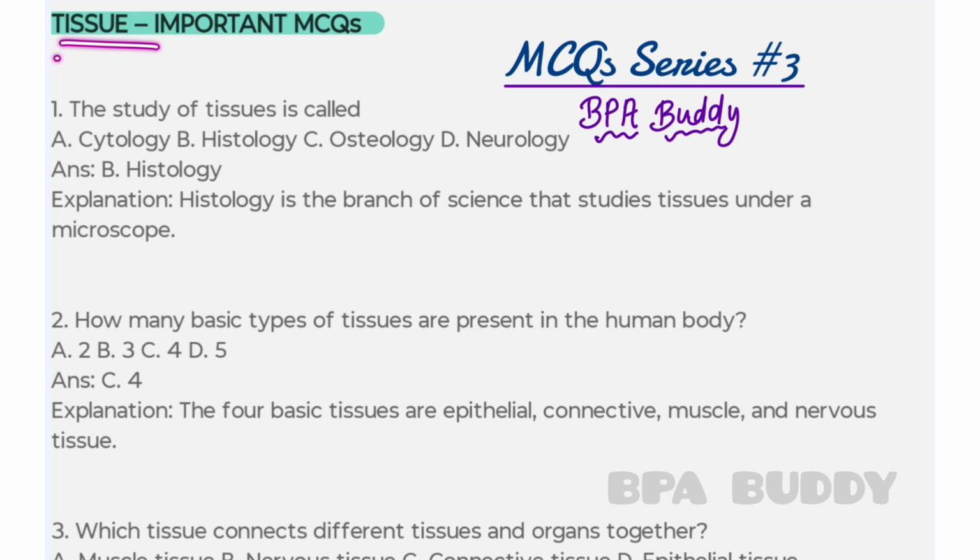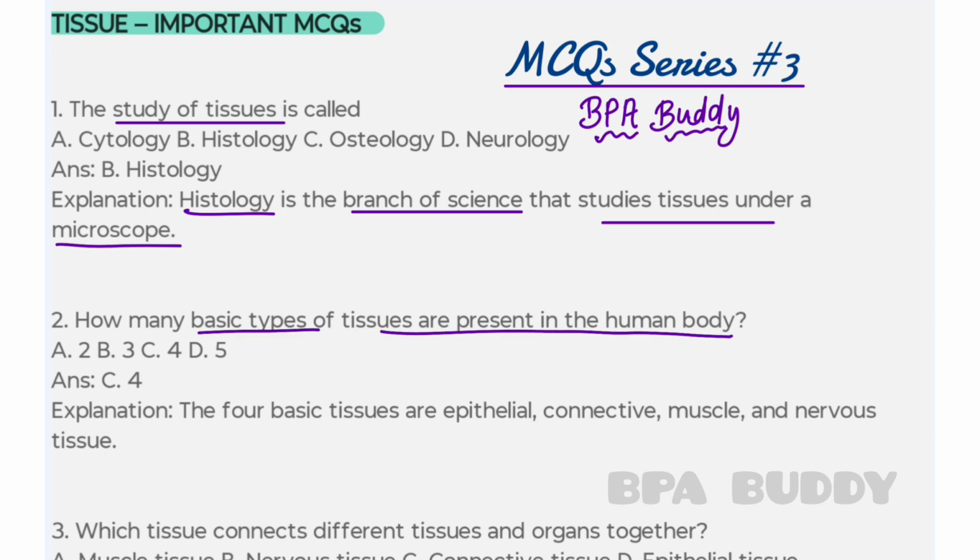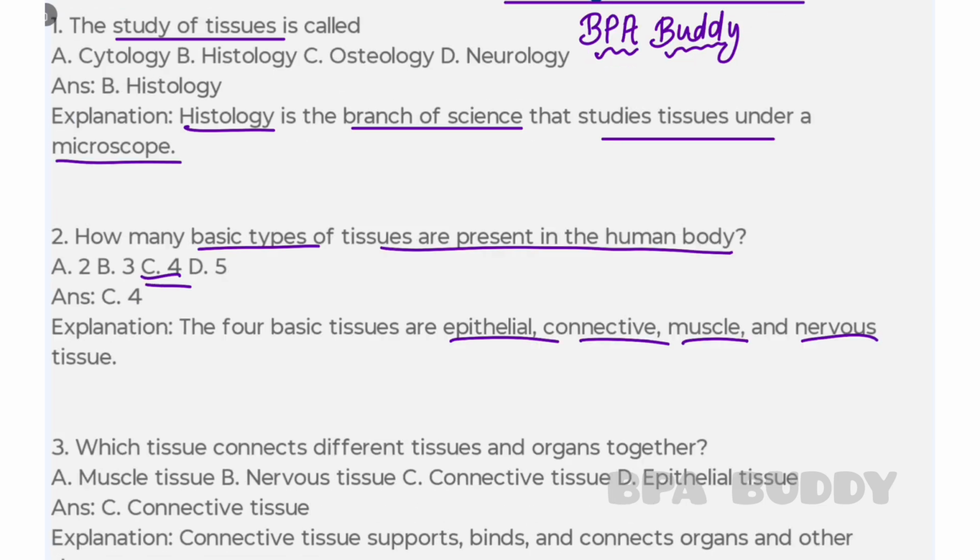So today's MCQs are about tissues. What is the study of tissue called? It is called histology. It is basically the branch of science which deals with the study of tissues under a microscope. How many basic types of tissues are present in a human body? There are four basic types of tissue: epithelial, connective, muscular and nervous tissue.